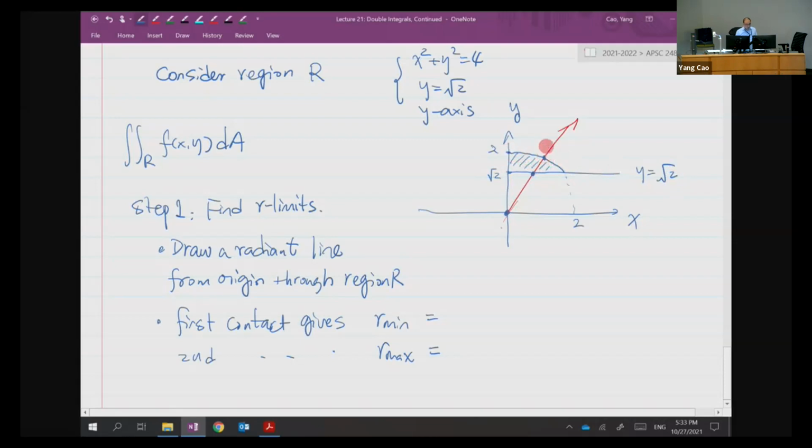So let's deal with the easy one. What would be the value of r max? I heard 2, right? Because it really doesn't matter where you draw it here. As long as it crosses region R, it falls on the circle. The distance from the origin to anywhere on the circle is the radius, so 2. That's r max. So r min is a tricky one. Technically, this is your r min.